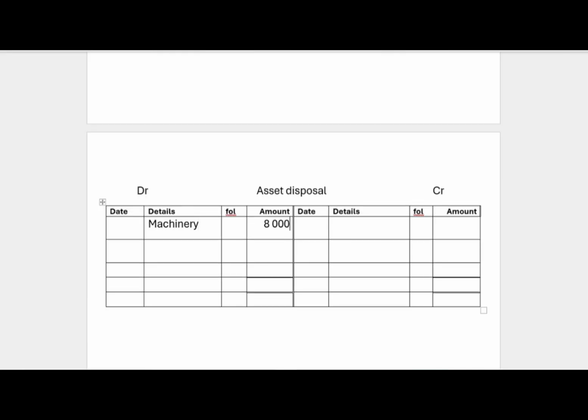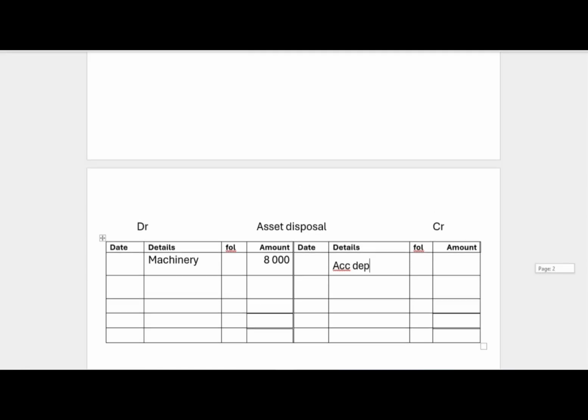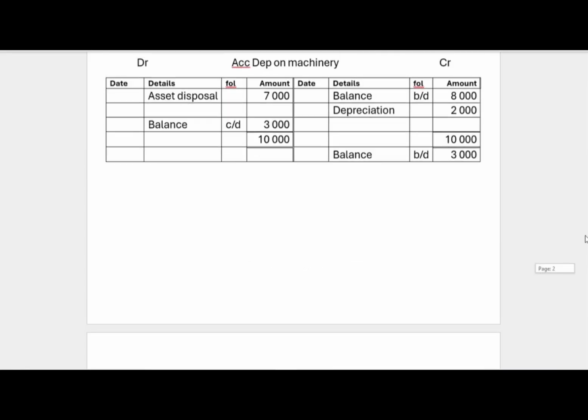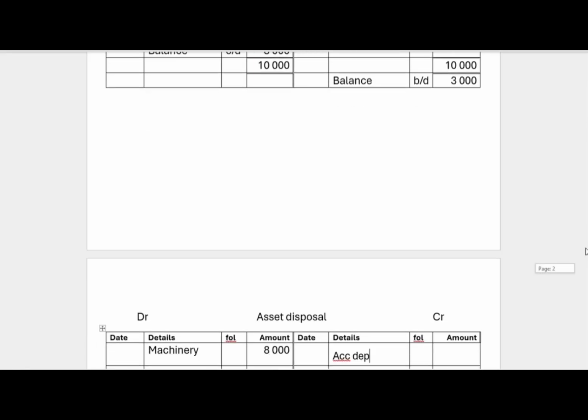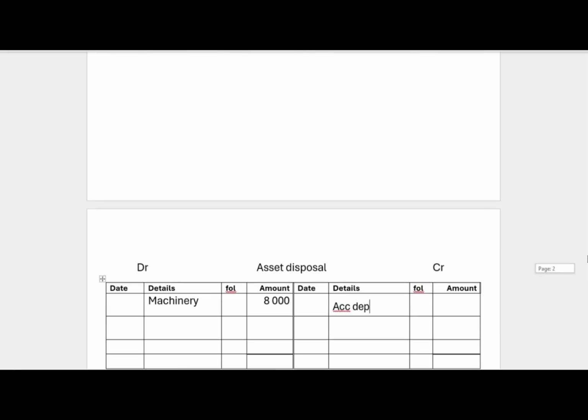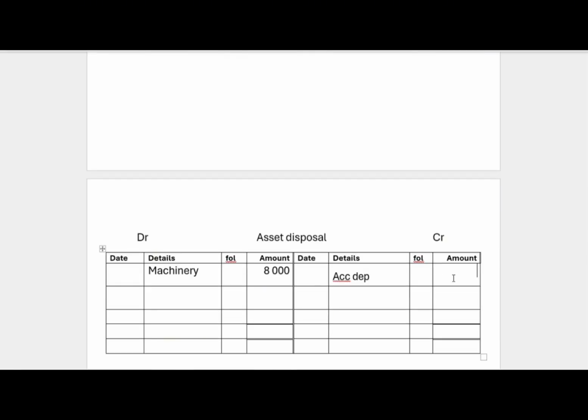All right. And then you come to this side, and you will have what we call accumulated depreciation. Accumulated depreciation of the machine sold. You go to the accumulated depreciation account, 7,000, right? So you put it there, that's 7,000, double entry system or duality principle. I hope you guys are following right there.